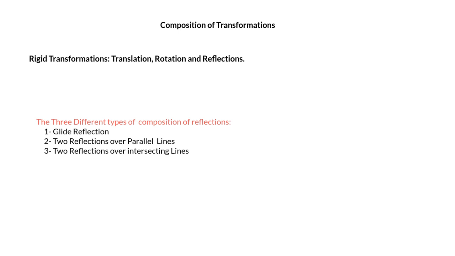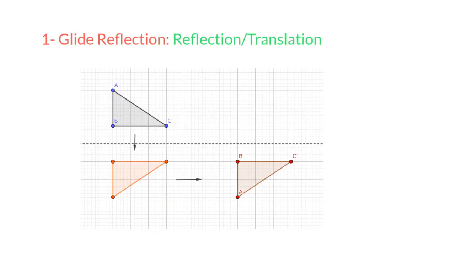The first type has a special name called glide reflection. The second type is two reflections over parallel lines, and the other one is two reflections over intersecting lines. So let's start with the first type, which is the glide reflection.